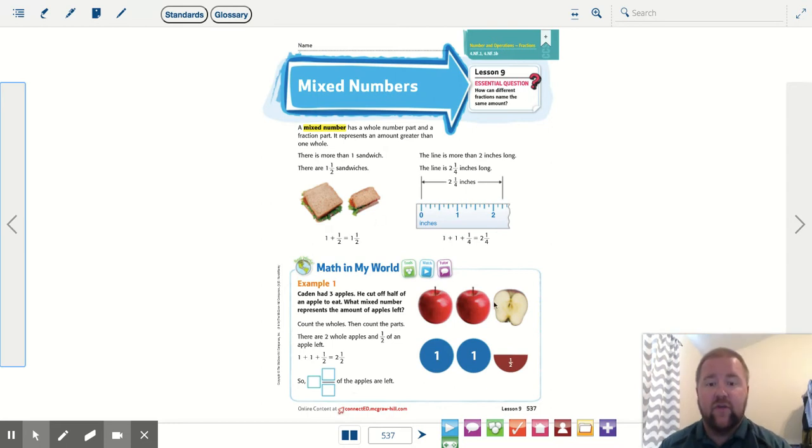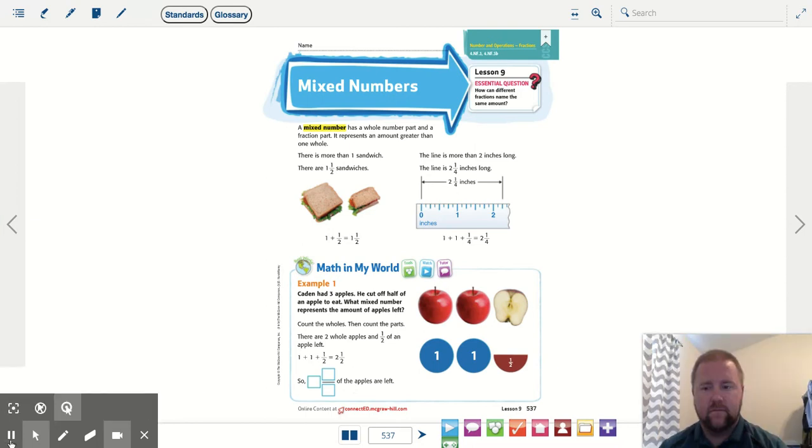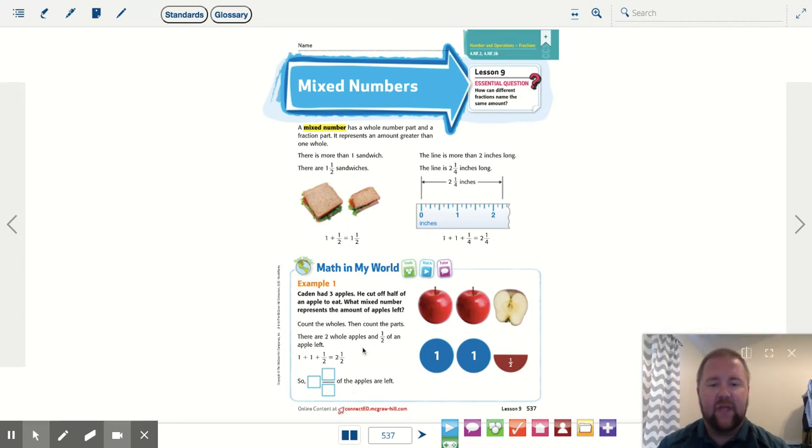They give us a little visual down here with the apples, and they say that Caden had 3 apples and he cut off half of an apple to eat. What mixed number represents the amount of apples left? Here are the 3 apples, and here's the half that is left after he ate. So he has 2 whole apples and then a half of another one. So he has 2 and 1/2 apples there.